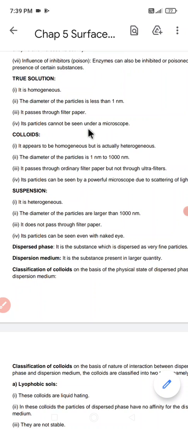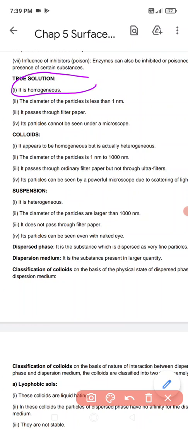Okay, so I'm just repeating once again the characteristics. It is a homogeneous mixture. The diameter of the particle is less than 1 nanometer. It passes through the filter paper and its particles cannot be seen under a microscope. These are the characteristics of a true solution. So that was about the study of a true solution.